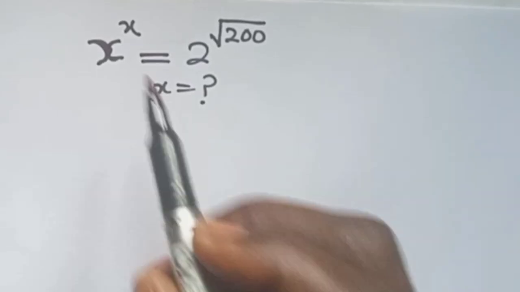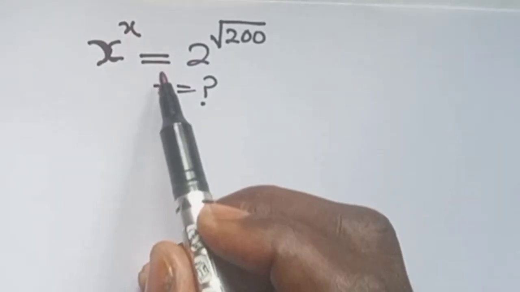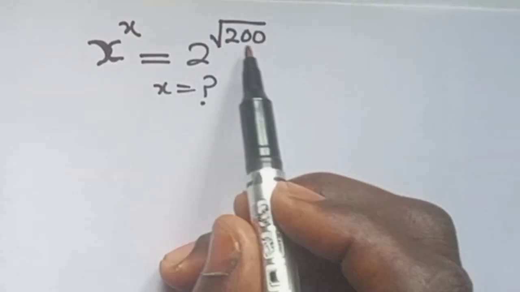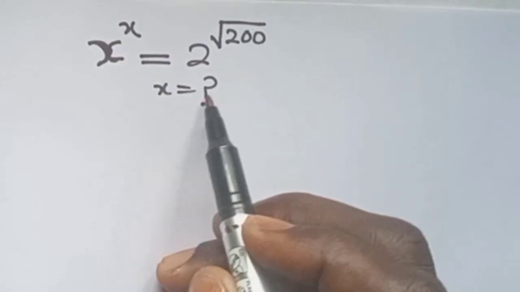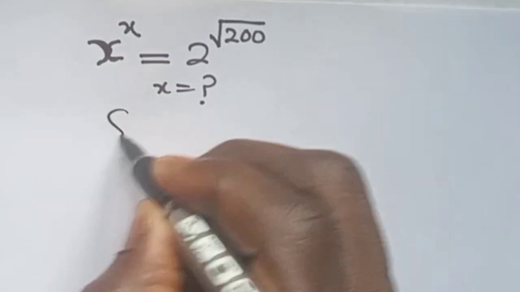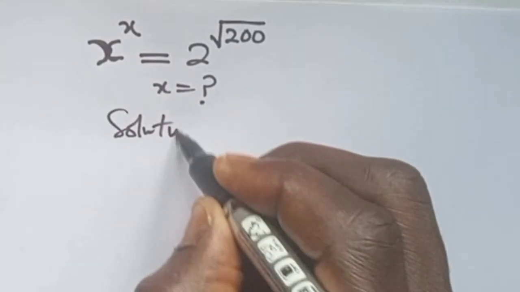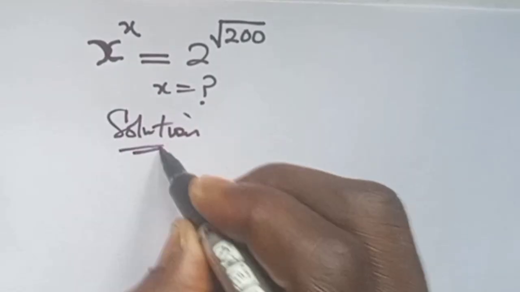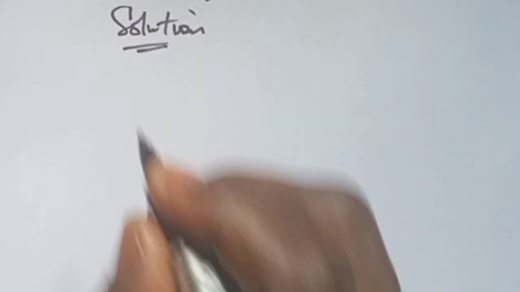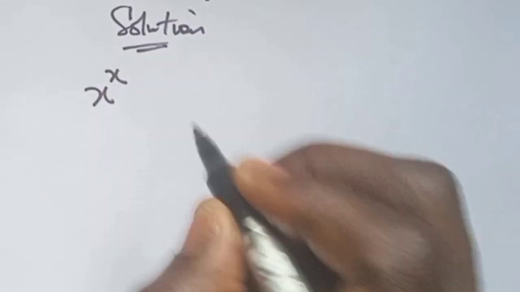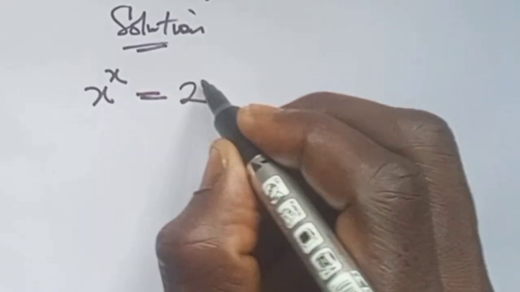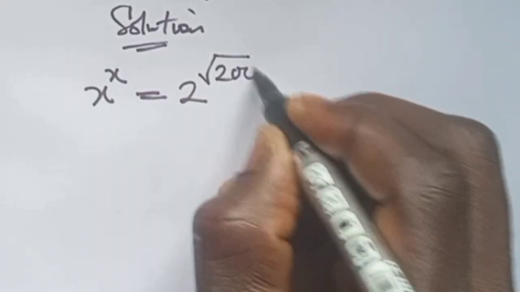Hello everyone, so today we have x to the power of x equals 2 to the power of square root of 200, and x is our unknown. So let's solve together. Let's seek a solution. Our equation: x to the power of x equals 2 to the power of square root of 200.